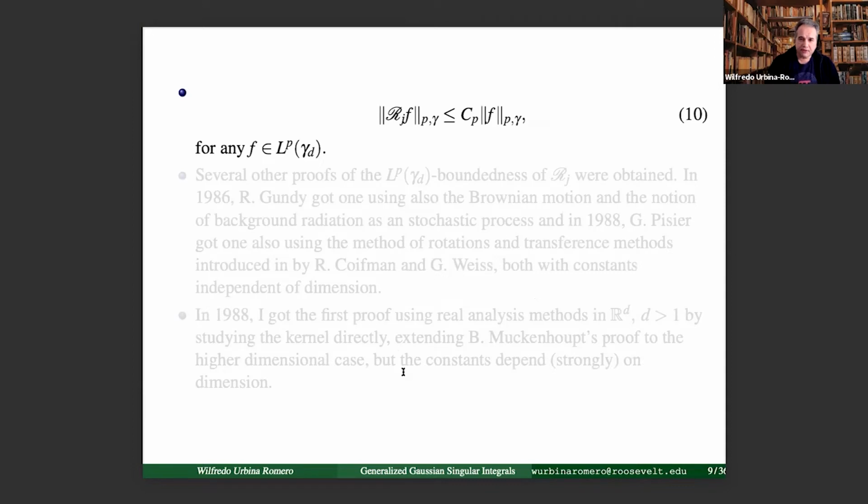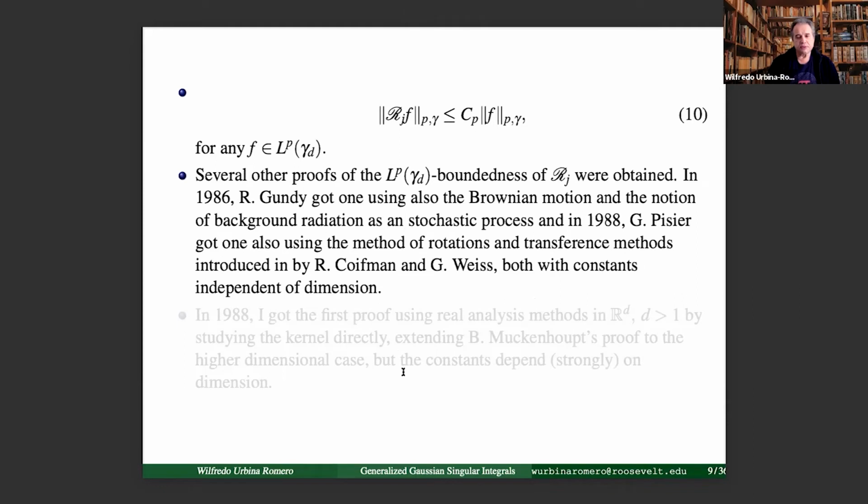Well, several proofs of this have been done. Richard Gundy also considered a very nice proof, a probabilistic method using Brownian motion and the notion of what he called the background radiation. And then in 1988, Gilles Pisier got something in between probability and harmonic analysis, because he used a method of rotations and transference method. Right? And again, in all of these methods, the constants are independent of dimension.